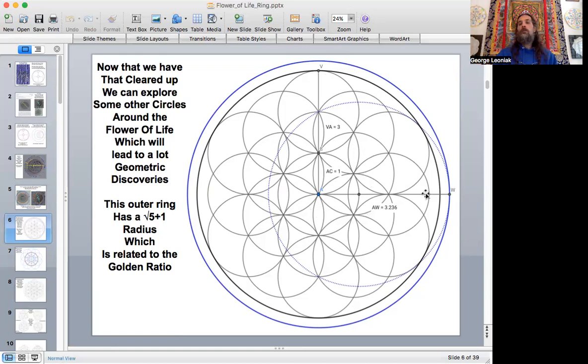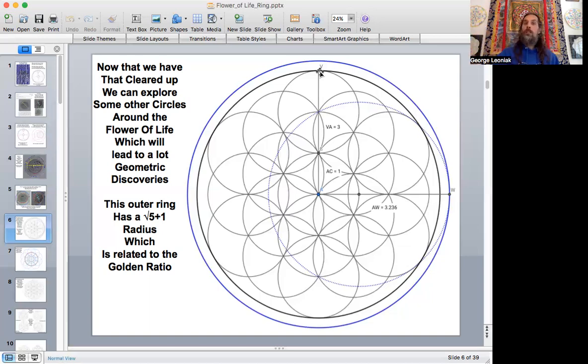We have this outer circle here having a radius of the square root of 5 plus 1. So that's 3.236. Now, if you divide the square root of 5 plus 1 in half, of course, that will give you 1.618, phi, the golden ratio. So really this little distance that we're looking at here, from the flower of life's top circle to the extension beyond it, is really just 0.236, okay? Because it's 3 inches from A to V here, that's to the black circle, and then just 0.236 more.